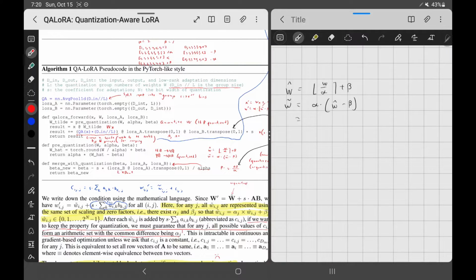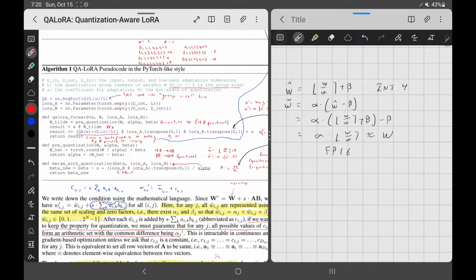And you can see that that'll give you your approximation of the original W: alpha times your quantized version, your rounded version of W over alpha, minus beta. So these cancel, and you get alpha times your rounded version of W over alpha, which is approximately equal to W. So keep this in mind. W hat is the quantized version, so this would be your int4, and W tilde is your unquantized version. However, it's your approximation. So this will be your floating point 16. So you go from floating point 16, you quantize it to int4, and then you can undo that using these formulas here.